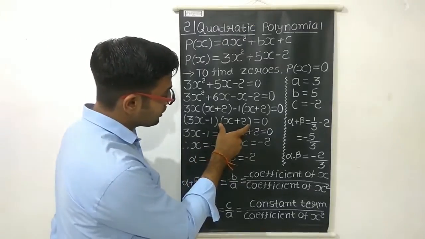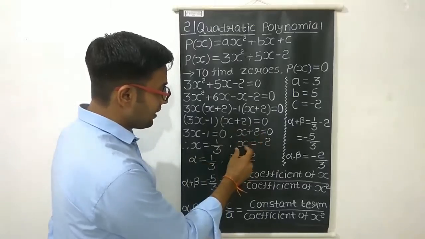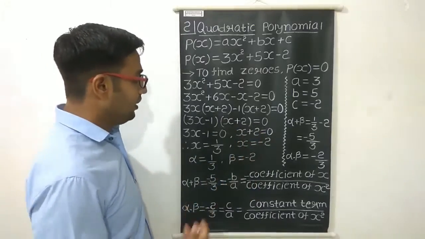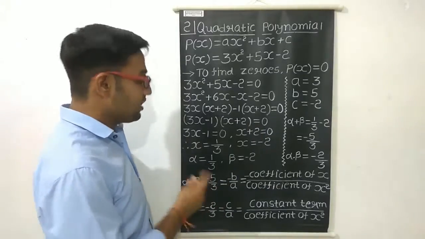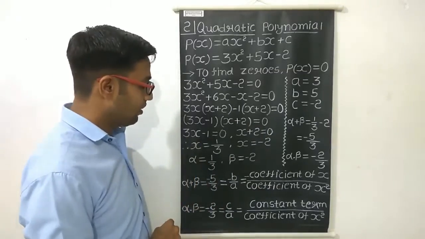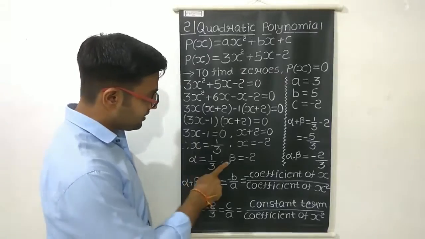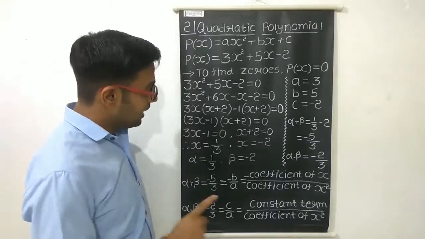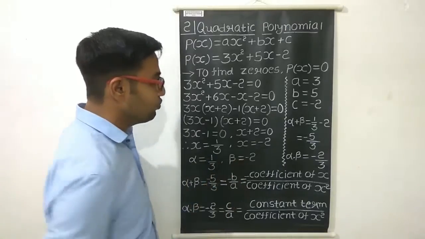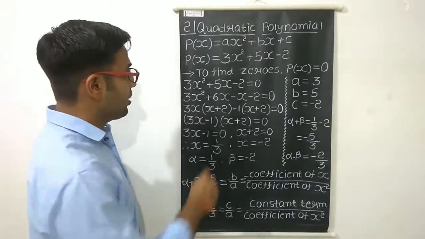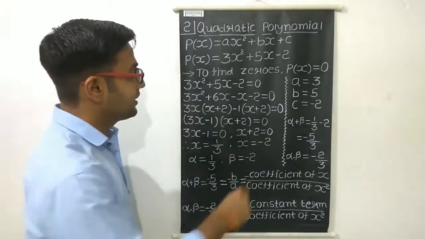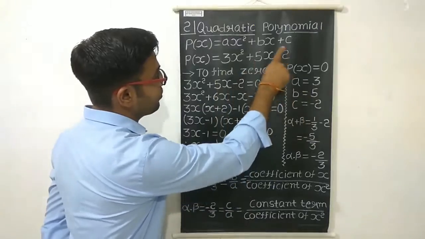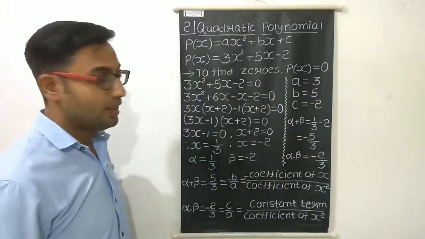Again we will compare this x plus 2 with 0. We will get x is equals to minus 2. Now we will tell these two zeros, one zero as alpha and second one as beta. So one of the zero alpha is equals to 1 upon 3 and second zero beta is equals to minus 2. Now what are the coefficients of our polynomial? See, a is equals to 3, b is equals to 5 and c is equals to minus 2.